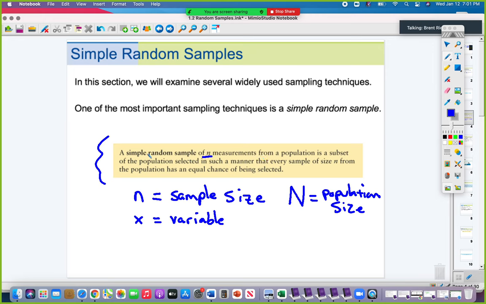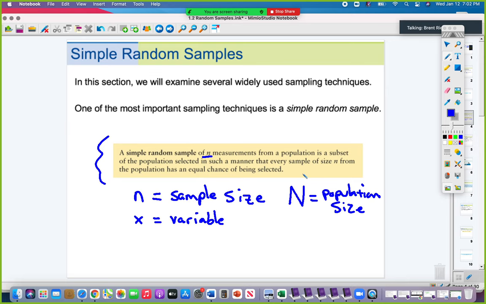Lowercase n is the sample size. It would be a subset of the population selected in such a manner that every sample of size n from the population has an equal chance of being selected. And that is super, super dense, mathy talk. Oh my gosh. How do you make sense of that? Well, throughout the semester, we will work towards gaining a better understanding of this. Because right now, the math that we're going to do doesn't require this part right here, every sample of size n. When we do random today, it'll be very familiar.